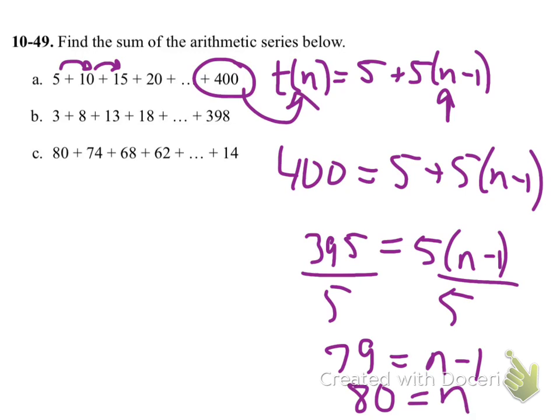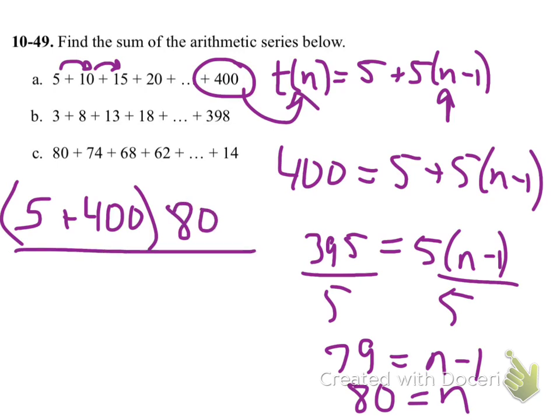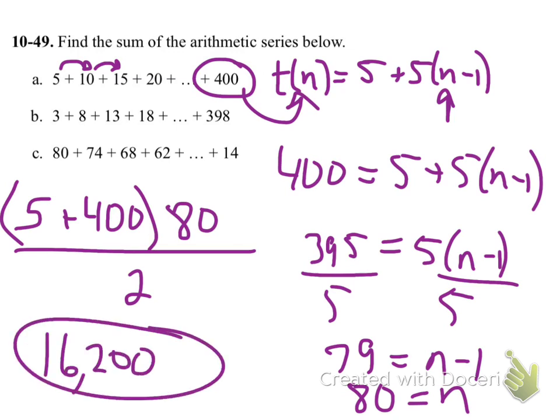So if I have 80 terms for this problem, I'm now going to take the first term plus the last term, times my number of terms divided by 2. So when I do that, I get a total of 16,200. And that is the sum for problem A.